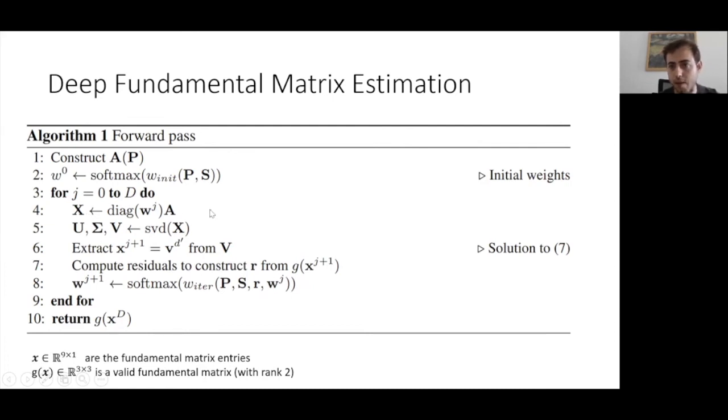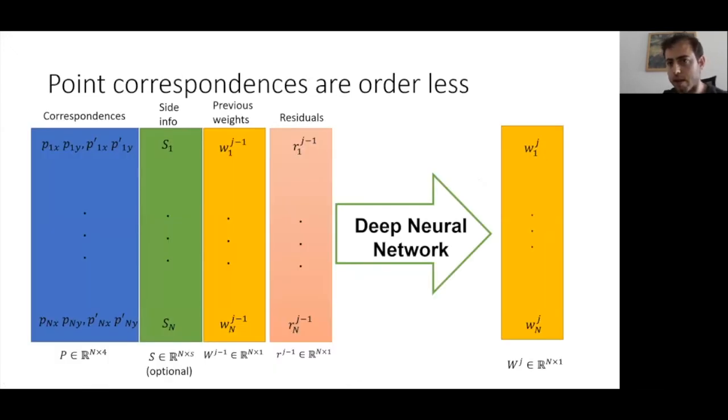So all of what I described now is just a forward pass to estimate the fundamental matrix from point correspondences, and then they apply a loss to train both W init and W iter. So what is the loss to minimize? Yes, the residuals. We will see soon. Just before the loss, I want to say something important.